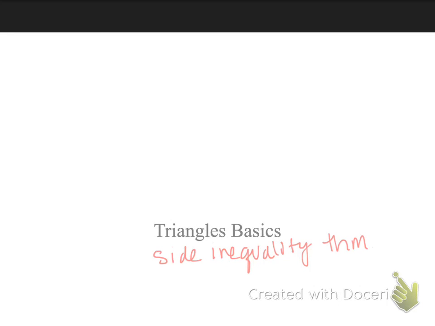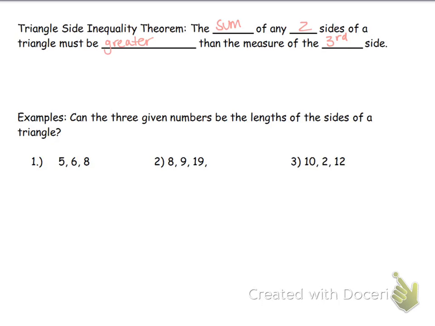Okay, so we're going to be talking about more triangle basics: the triangle side inequality and the side-angle relationship. Okay, so the triangle side inequality theorem: the sum of any two sides of a triangle must be greater than the measure of the third. Sum means add, so I have to add two sides. It should always be bigger than the third side.